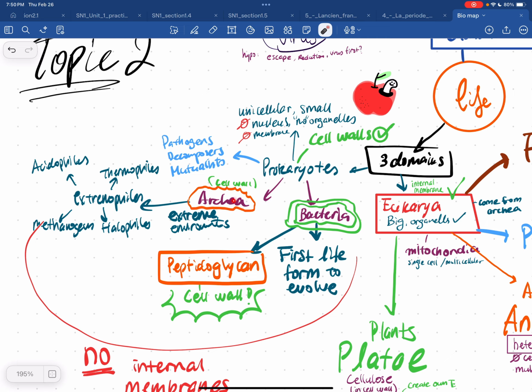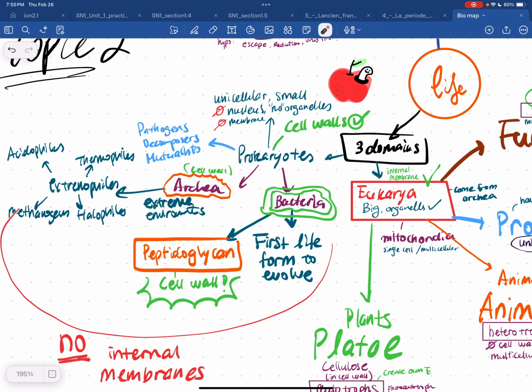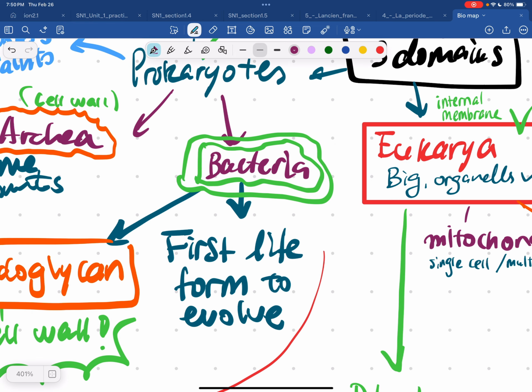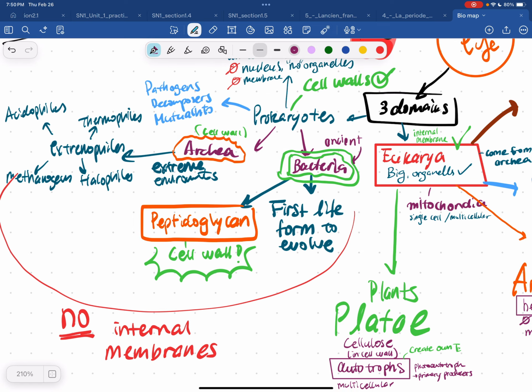They can be things like pathogens, decomposers, mutualists, symbionts. Bacteria can evolve, and they have their own functions. They are the most ancient of organisms on Earth. Peptidoglycan: some cause diseases, others are beneficial decomposers. So yes, some of them can cause disease.